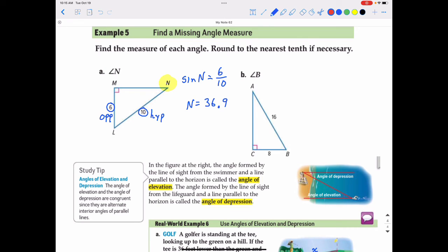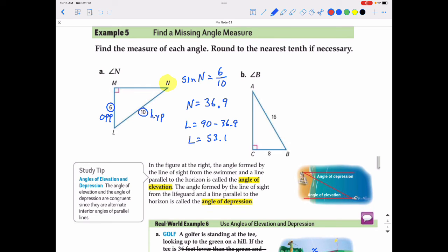And even though the question doesn't ask it, we can also figure out the measure of angle L, because we know that the two acute angles in a right triangle have to add up to 90 degrees. So the measure of angle L is going to be 90 degrees minus whatever angle N is, which is 36.9, which means angle L must be 53.1 degrees.